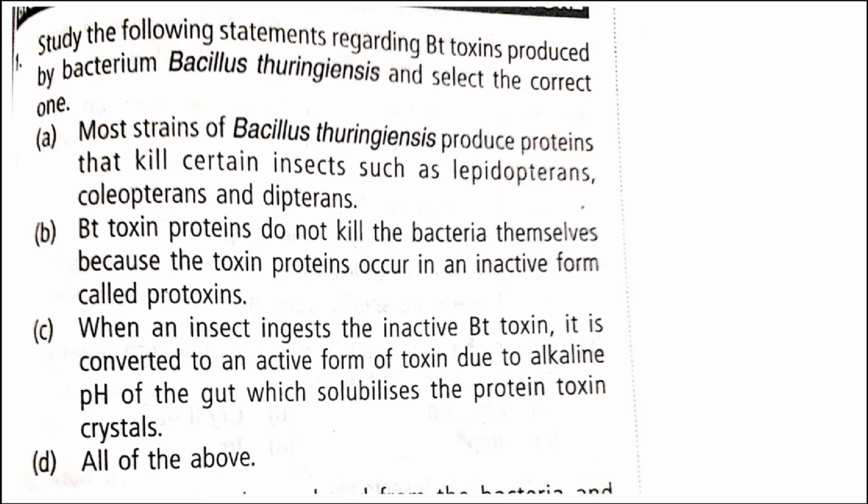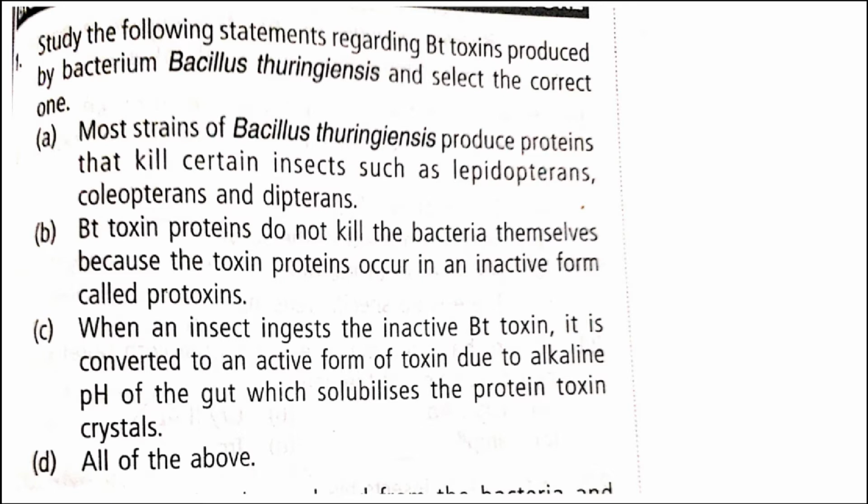Soil bacterium Bacillus thuringiensis produces proteins that kill certain insects like lepidopterans, coleopterans, and dipterans. Lepidopterans means tobacco budworm, armyworm. Coleopteran means beetles, and dipterans means flies, mosquitoes. Bacillus thuringiensis forms some intracellular protein crystals. These crystals contain a toxic insecticidal protein. The Bt-toxin protein exists as inactive toxin and is converted into an active form due to the alkaline pH of the alimentary canal that solubilizes the crystal.